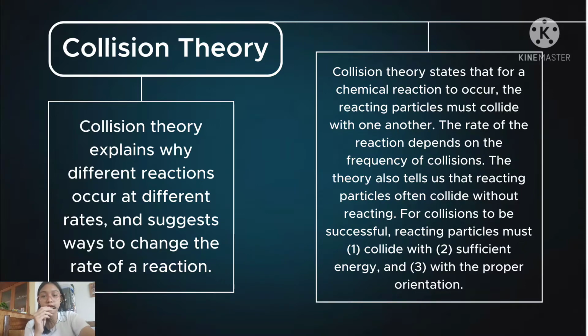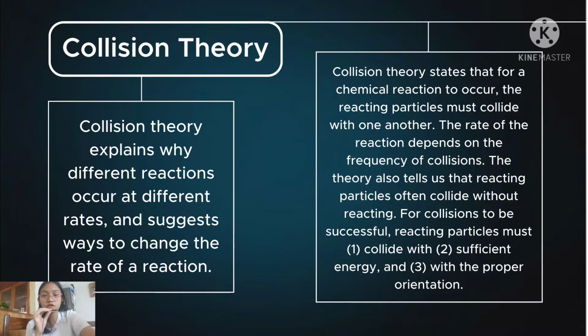Collision theory states that for a chemical reaction to occur, the reacting particles must collide with one another. The theory also tells us that reacting particles often collide without reacting. For collisions to be successful, reacting particles must collide with sufficient energy and with the proper orientation.